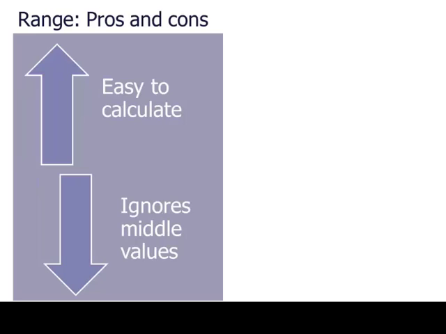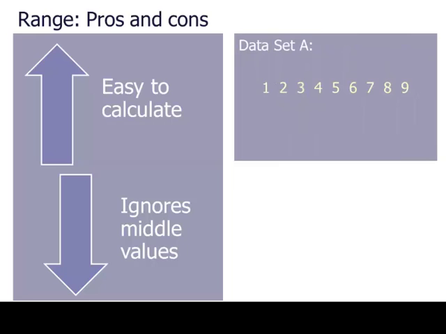As a measure of variability, the range has advantages and disadvantages. The main advantage: it is easy to calculate. The main disadvantage: it relies on only two values, the largest value and the smallest value in the data set. The range ignores variability in all of the middle values. For example, look at data set A. The range of data set A is equal to the largest number in the data set minus the smallest number in the data set, or 9 minus 1, which equals 8.